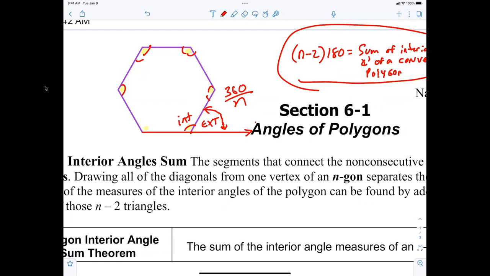But again, I don't have to write that on there, but I should be able to look at that and say that's kind of obvious, right? There's 6 angles. The sum of the exterior angles is 360. So 360 divided by 6 would give me the exterior angle.